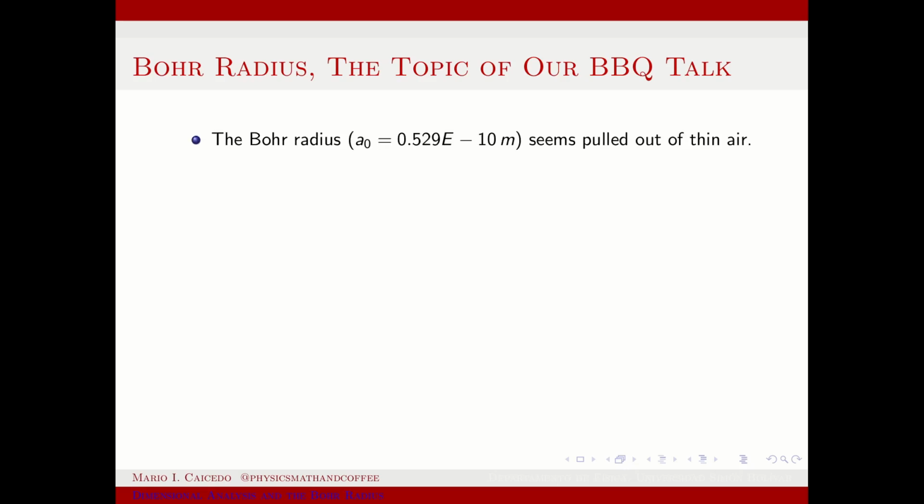Bohr radius. That number, a naught, equals 0.529 × 10 to the minus 10 meters. A weird number, and with that name, Bohr. Yes, the quantum physicist. That Bohr. But what is that number? Where does it come from?